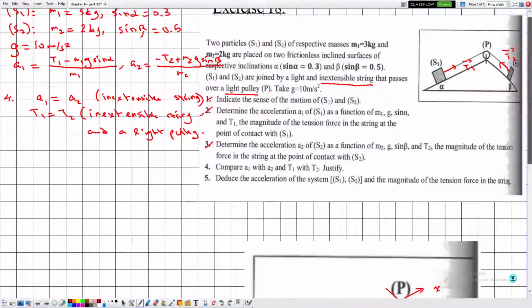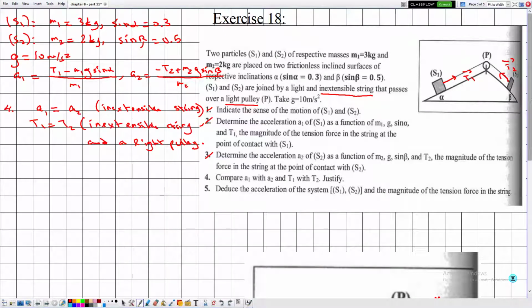Now finally in number 5 they are telling us to deduce the acceleration and the magnitude of the tension of the force in the string. So we want to determine the acceleration, but in order to determine the acceleration we need first to determine the tension. Okay, so now if you want to solve this part in this order, first to determine the acceleration and then the tension, we need to solve in the following way.